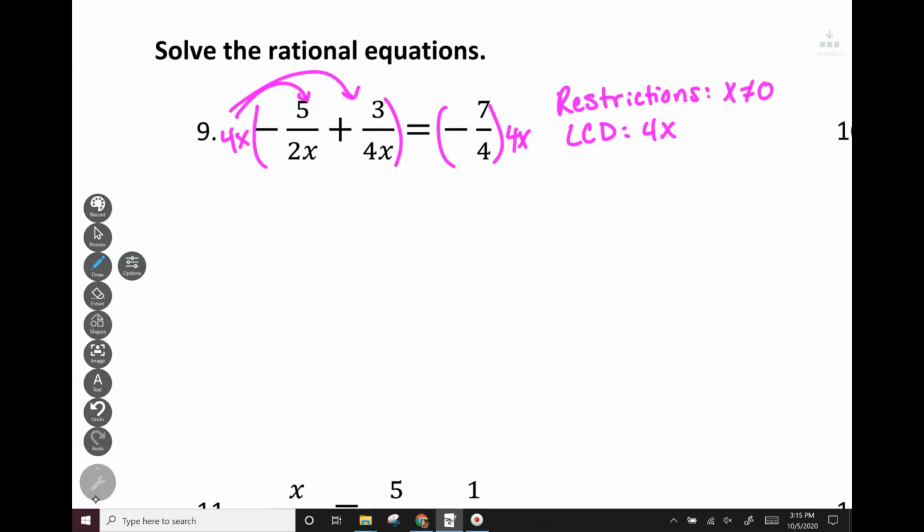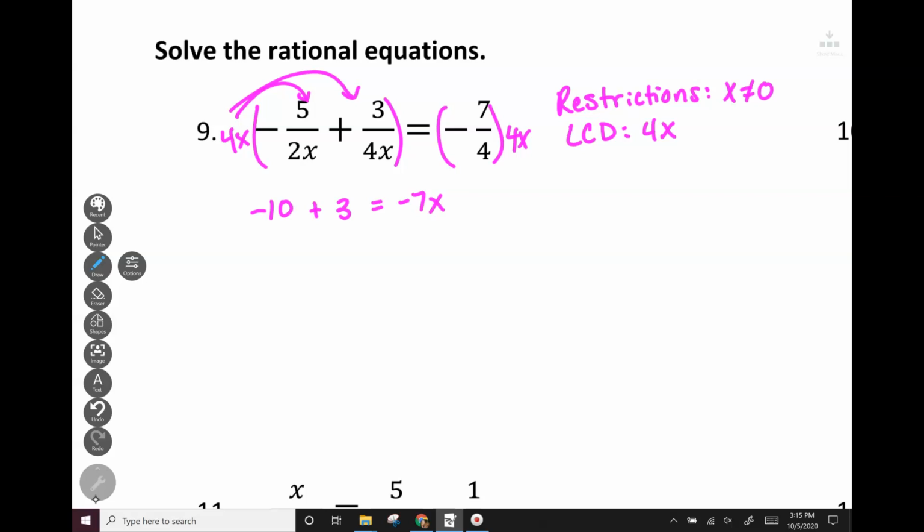4x divided by 2x is 2. So now I just multiply -5 times 2, -10. 4x divided by 4x is 1, so that's actually just going to stay 3. On the other side, 4x divided by 4 is x. So we're going to multiply x by -7, -7x. Okay, now we don't have any simplifying to do and we can go ahead and solve the linear equation.